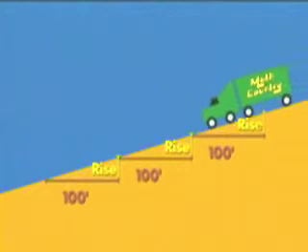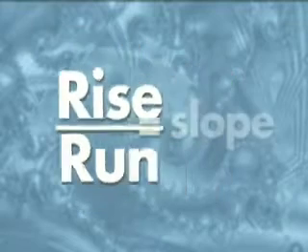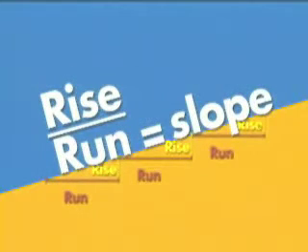Sometimes the vertical change is referred to as the rise, and the horizontal change is referred to as the run. The ratio of rise to run is called slope. The slope of a line describes its steepness or rate of change.